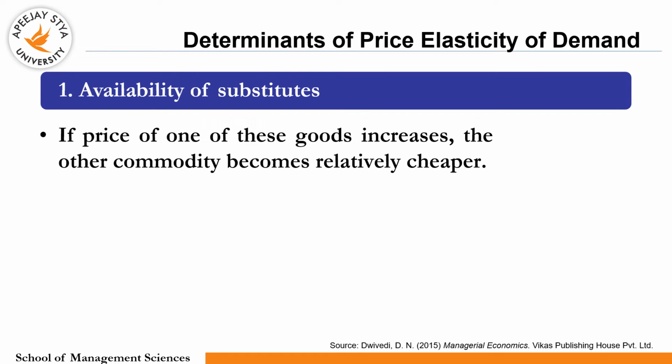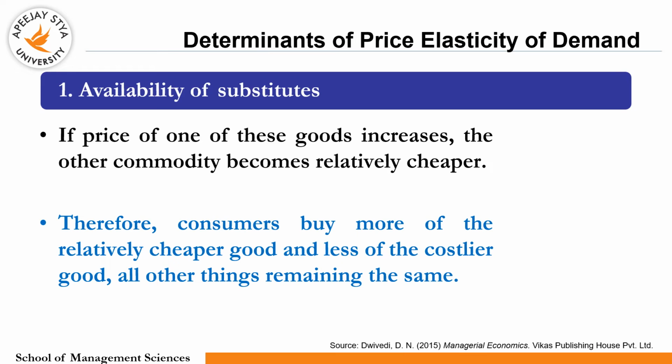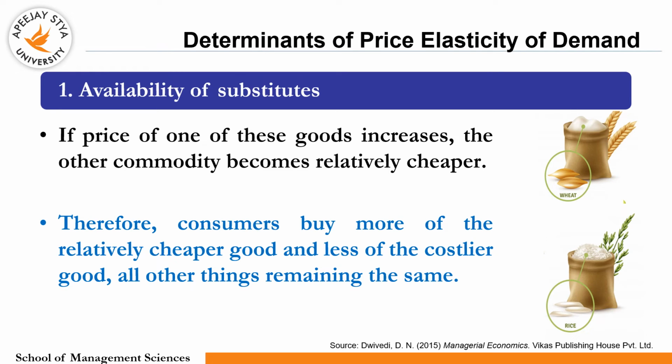If price of one of these goods increases, the other commodity becomes relatively cheaper. Therefore, consumers buy more of the relatively cheaper good and less of the costlier good, all other things remaining the same. For example, when we make a choice between wheat and rice, if price of rice increases, now wheat will become relatively cheaper and people will buy more of wheat to satisfy their needs and wants. As a result, the demand of wheat will increase.